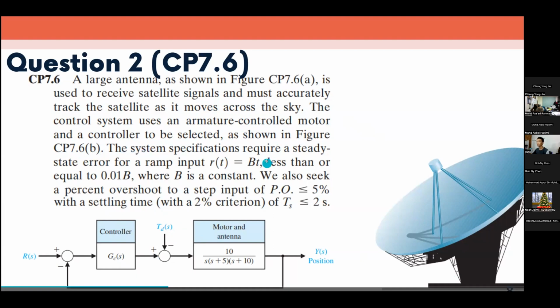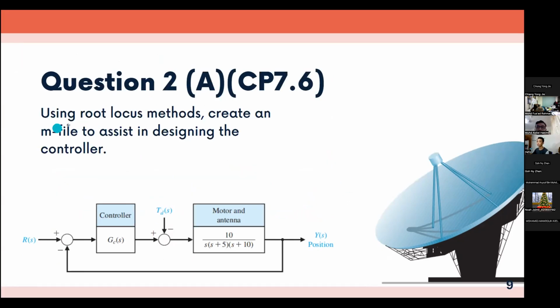The system specification provides a steady state error for ramp input r(t) equals t of less than or equal to a very small constant. We also seek a percent overshoot for step input of less than 5% with a settling time with a 2% criterion of less than 2 seconds. Question 2A. Using the root locus method, create an m-file to assist in designing the controller.